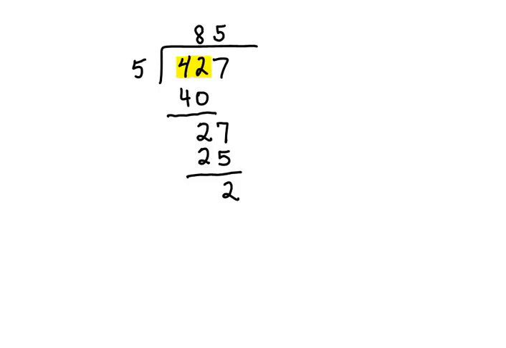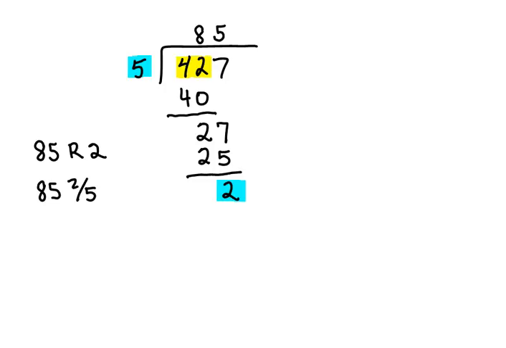But there is a remainder of 2, and there are 3 different ways that we can express the remainder portion of this. We can simply say that 5 goes into 427 85 times with a remainder of 2. We can express it as a fraction by saying that 5 goes into 427 85 times and 2/5 of another time, or 85 and 2/5 times. Or we can continue the long division process to find a decimal equivalent.